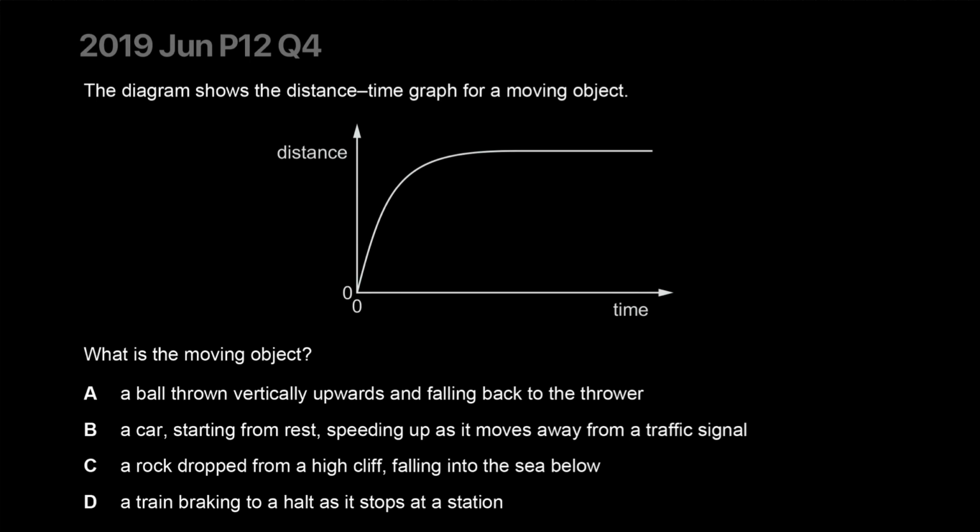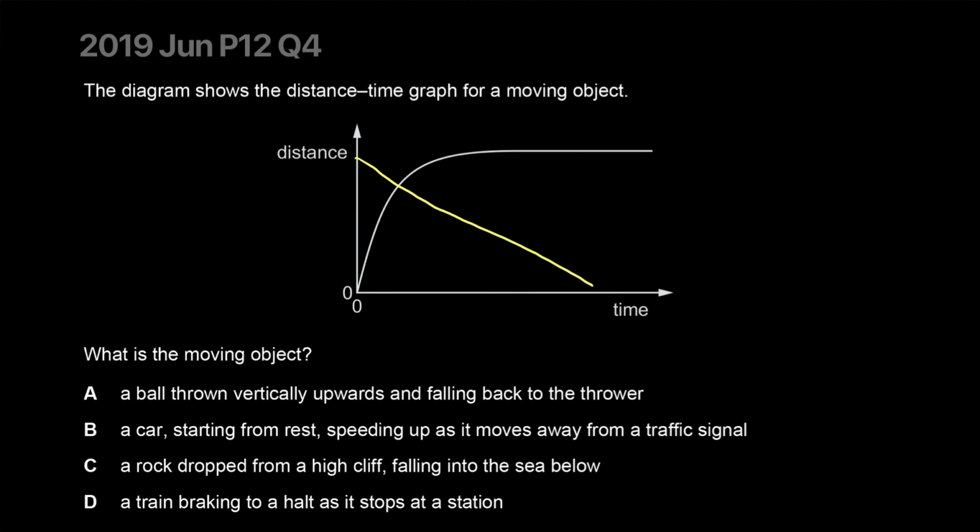The diagram shows the distance time graph of a moving object. So it speeds up a lot, then stops moving. So the velocity graph is actually like this, coming straight down, right? I should get better at drawing straight lines.